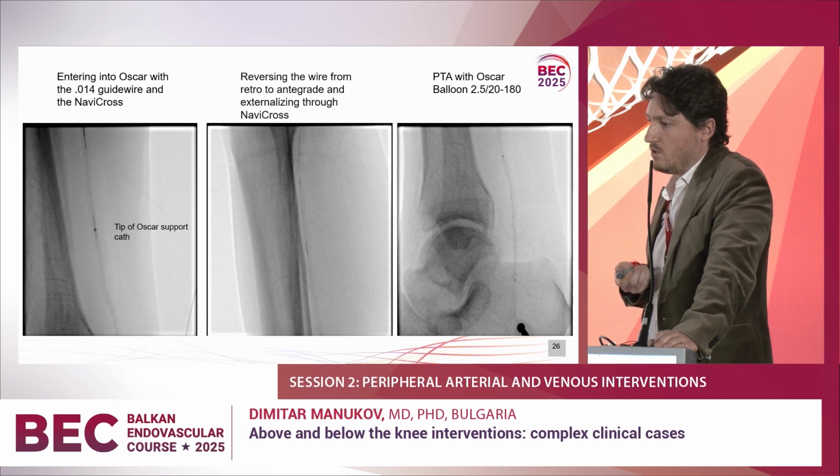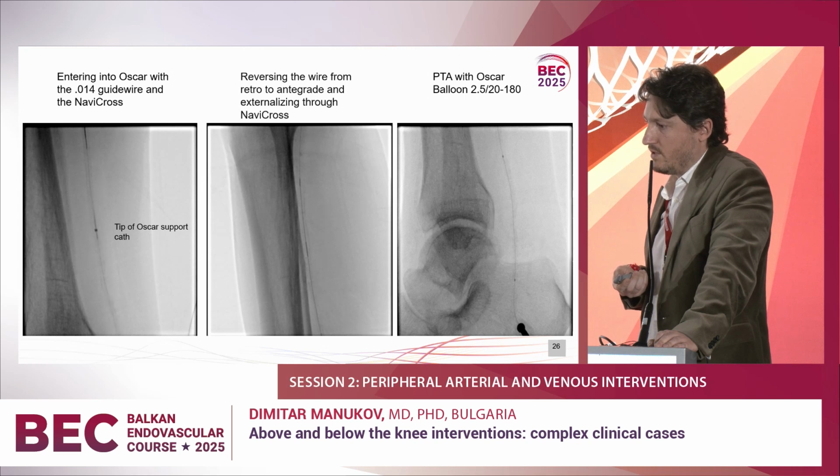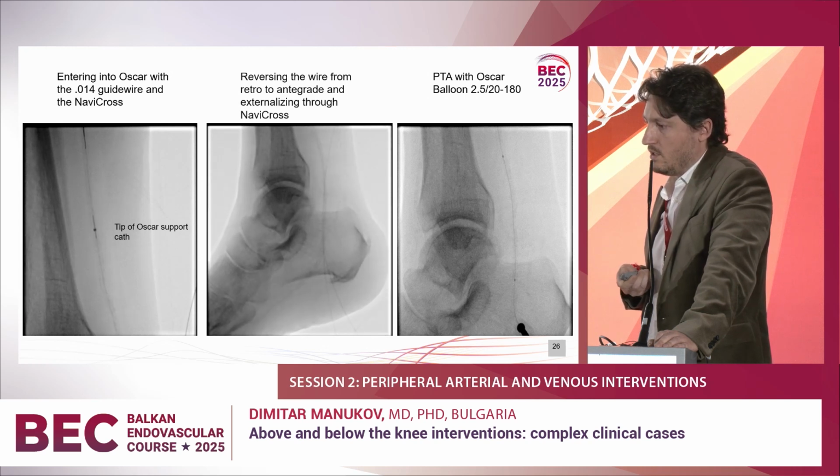With the Navicross and the wire, we enter the Oscar support catheter. After that, we just pull the wire and advance it from above, as you see in the middle. We managed to get it straight into the Navicross, as you see in the middle, and we externalize it, and by this, we continue in an antegrade fashion.